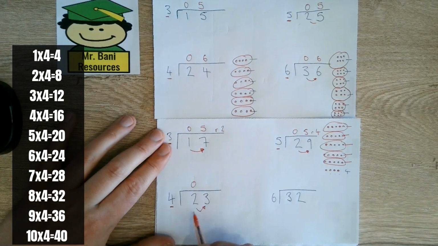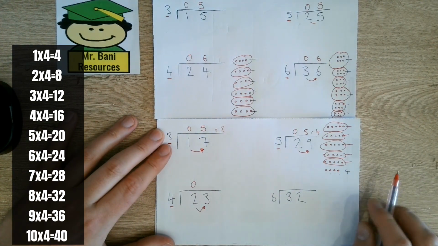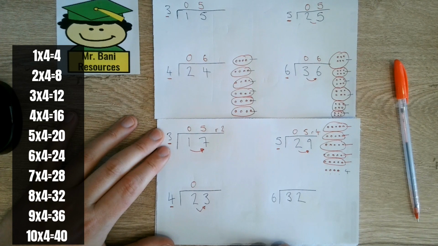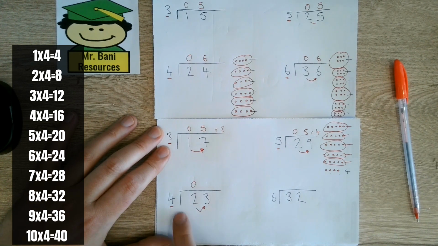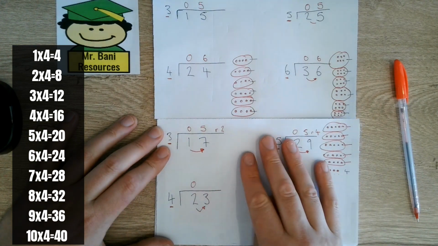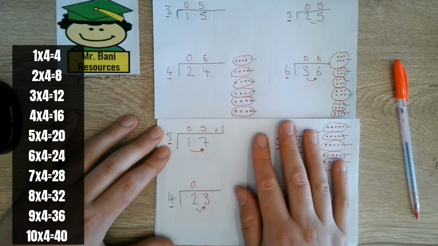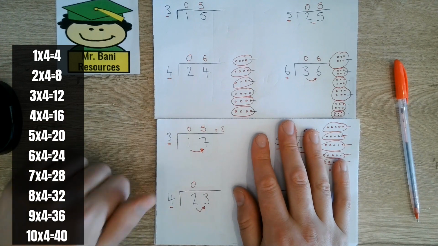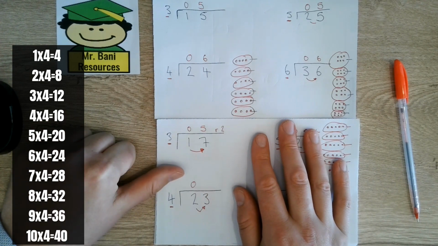So, 4 doesn't go into 2, but 4 goes into 23. Let's do our times tables then. Stop me. I can get that number or the times table before it only. That's the only rule, yeah? So, let's have a look. 4, 8, 12, 16, 20, 24. I have to stop.